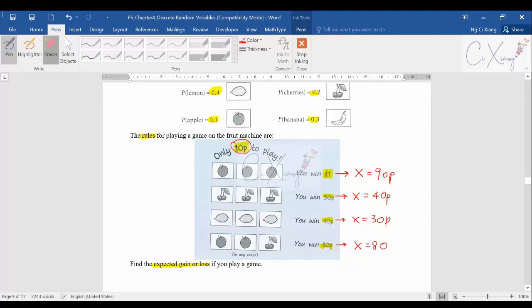Oh, sorry, it's not 80, it should be 70, right? Because you have to actually cancel off. You have to minus the cost, so it should be 70 cents.